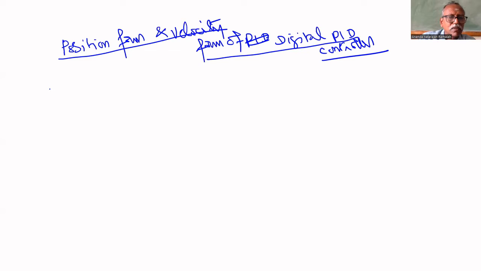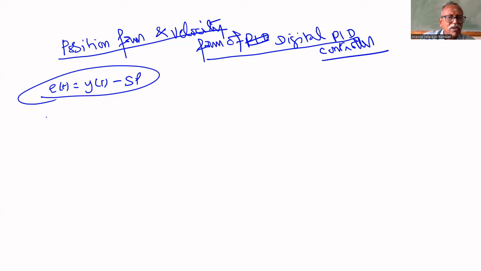Here, E of t equal to Y of t, that is output minus set point. That is E of t. What is E of k? E of k in digital is Y of k, the kth sampling instant output, minus set point at the kth sampling instant. So this is in digital form.